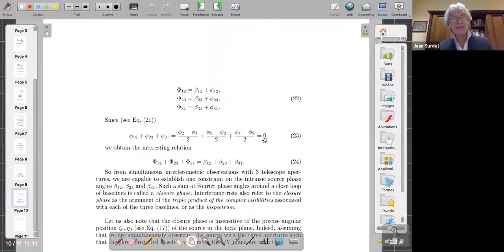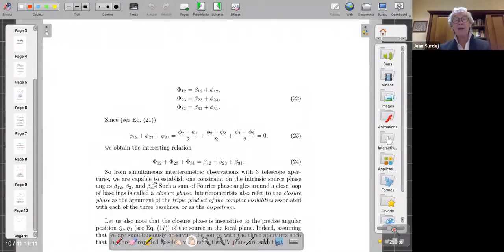That's neat, because if you now co-add the three observed phase shifts, these three will cancel out. And what will remain is just a summation, so a linear combination of the intrinsic source phase shifts. Well, this is called, in technical terms, the closure phase technique, closure phase. And it is also referred to in the literature as being the triple product of the complex visibilities, or also as a bispectrum.